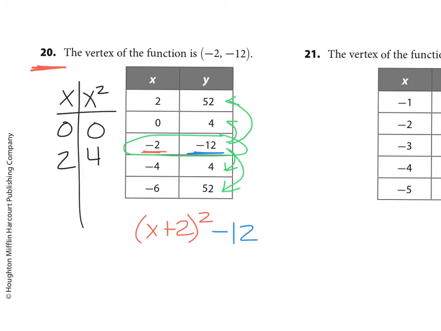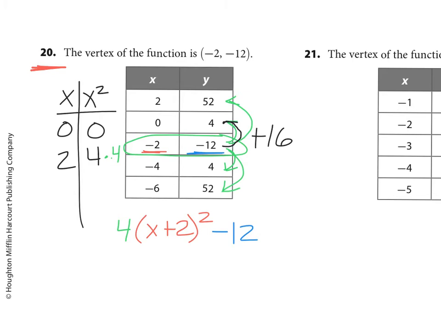If I look back over here, this one has actually gone from negative 12 to 4. That means it went up 16. So how did I get from 4 to 16? That means I had to multiply by 4, because 4 times 4 is 16. So that means this coefficient out front is 4.